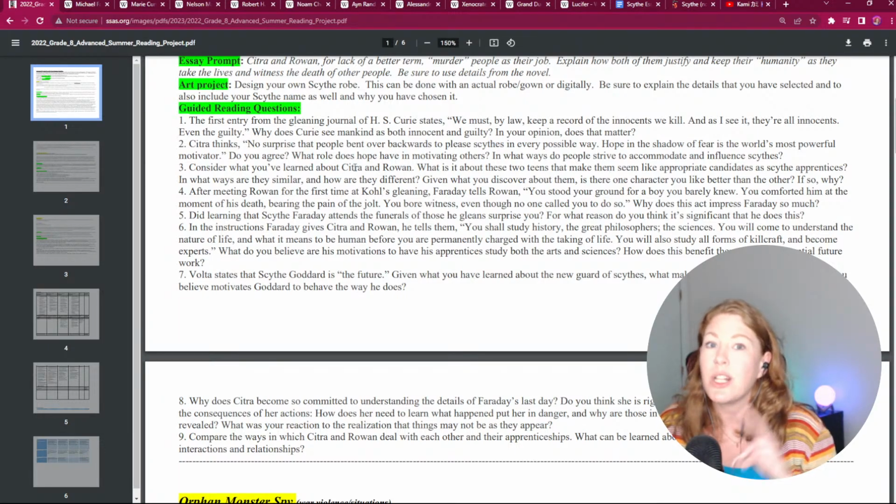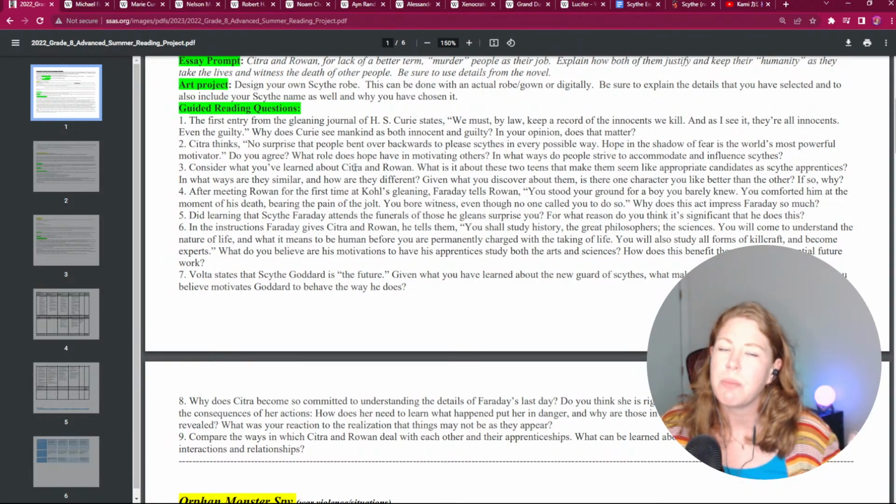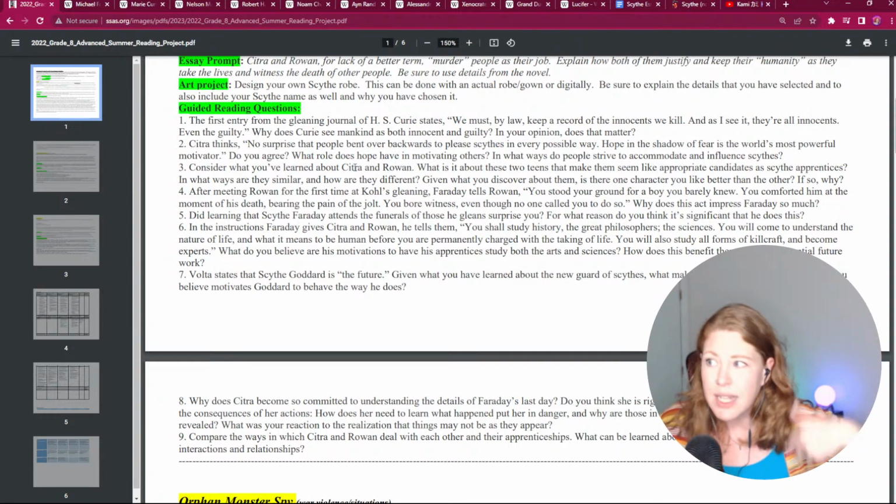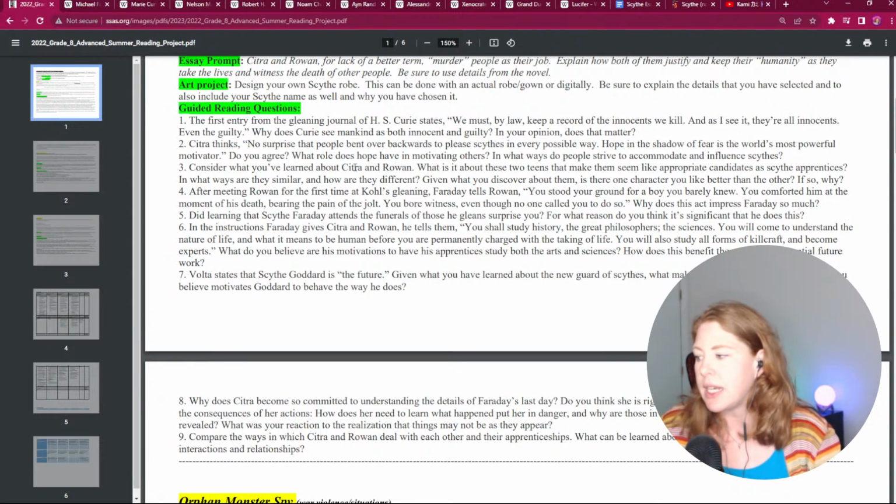Rowan doesn't care about what it looks like to other people or what other people are going to think. In that moment, he cares about Cole. He cares about the individual, which is what Faraday wants from the junior Scythes that he trains, right? He wants them to think about the individual and think about the person behind the number that they're gleaning.